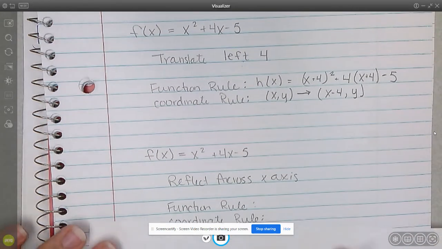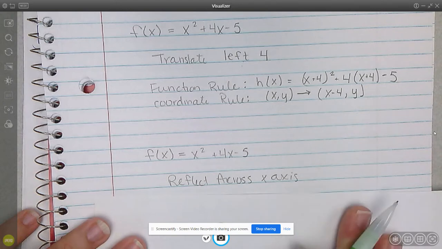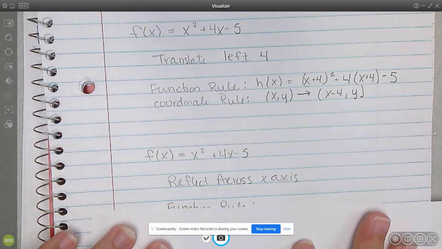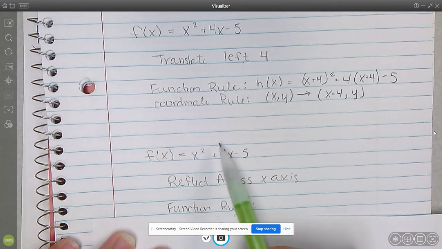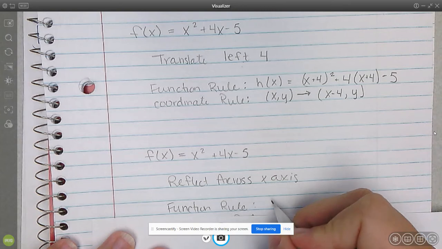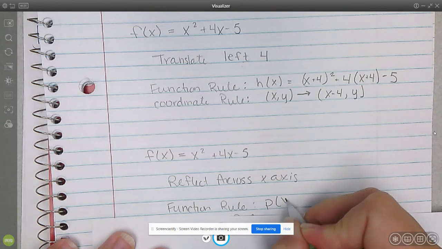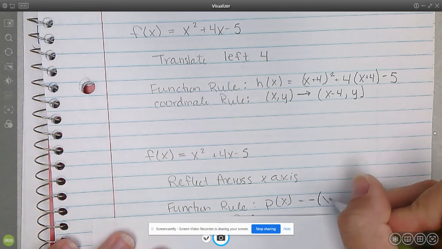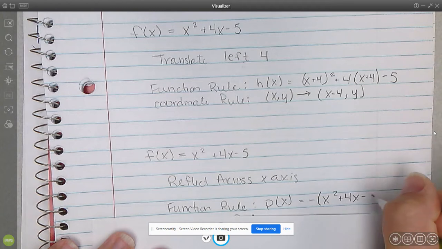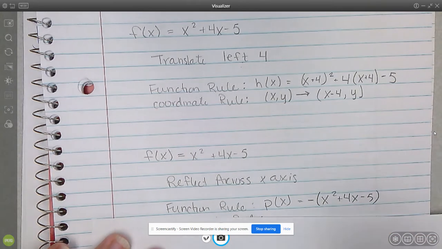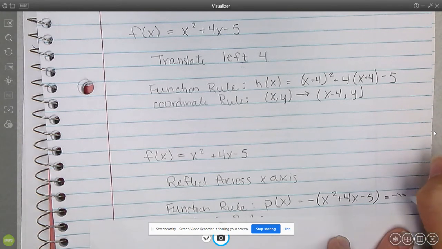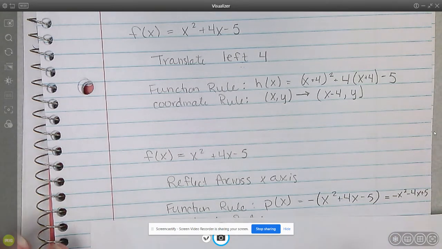Okay, and then let's look at one with a reflection across the x-axis. When you're reflecting across the x-axis, for your function rule, all you're doing is taking this whole thing and making it negative. So let's call this one p of x. I can do a negative, put a parenthesis, x squared plus 4x minus 5. I can do it that way, or I could just distribute this negative and do negative x squared minus 4x plus 5. Take your pick, they're both correct.